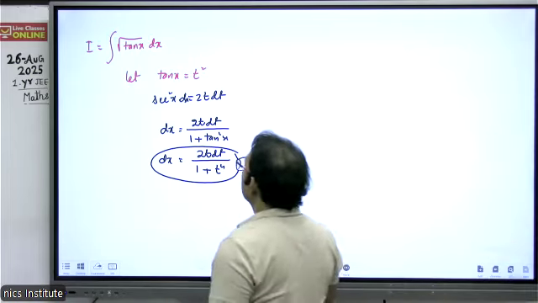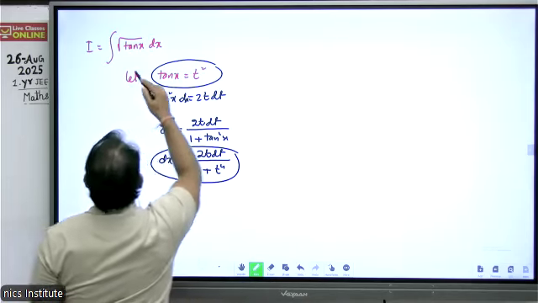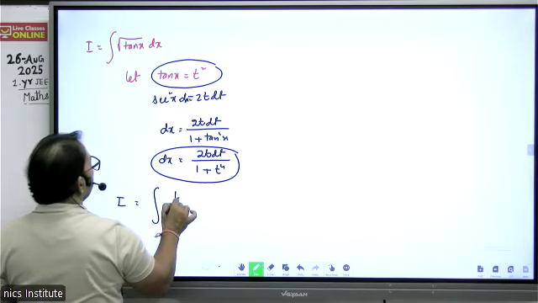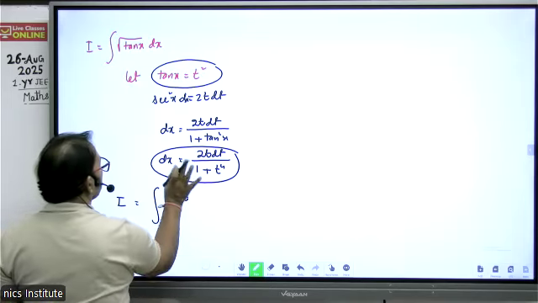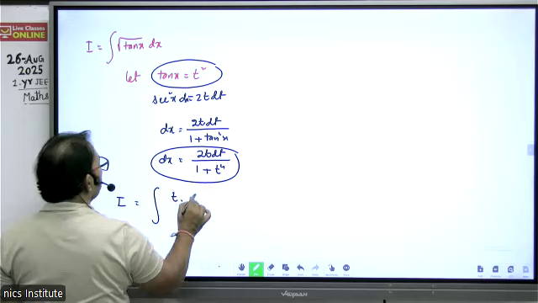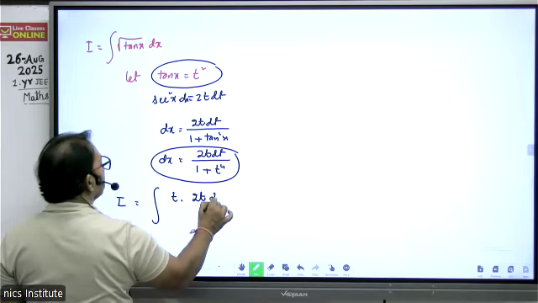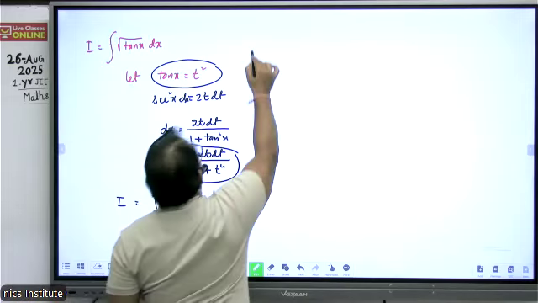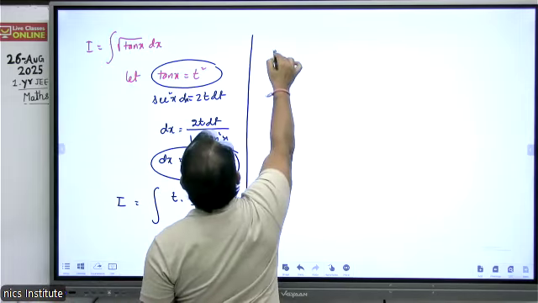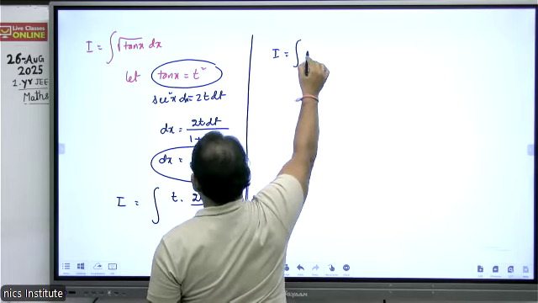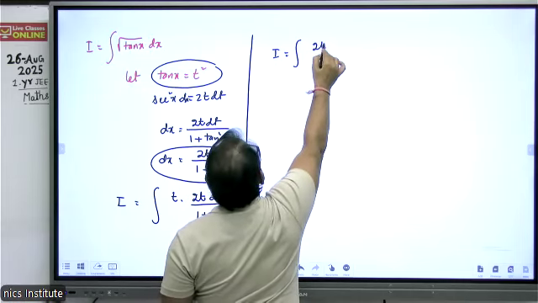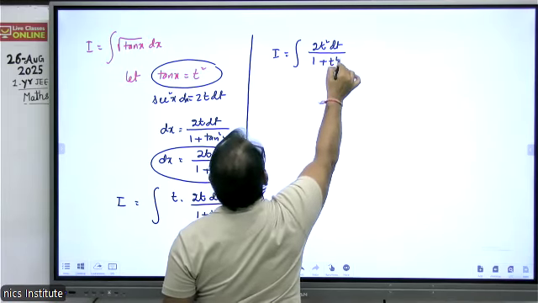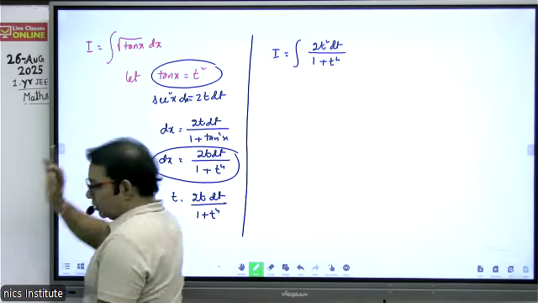So you make two substitutions. Tan x is t square and this is this. So after this, what happens? It'll be t into 2t dt over 1 plus t4. Or this is I is equal to 2t square dt over 1 plus t4. And now this is the same question as we have just done.